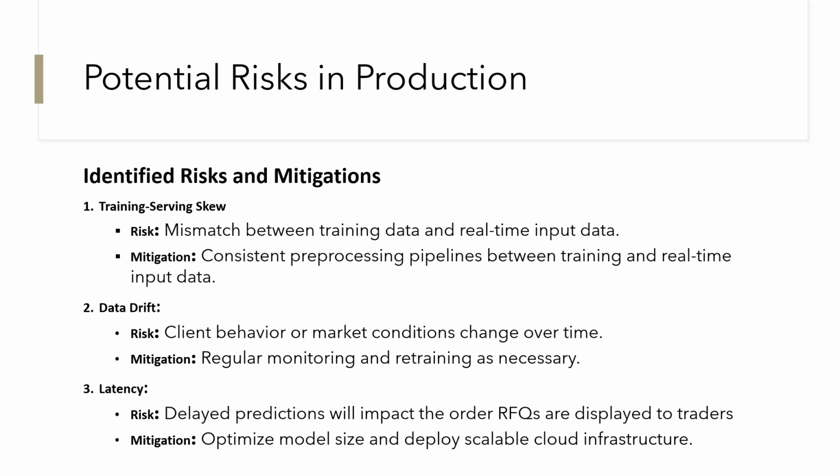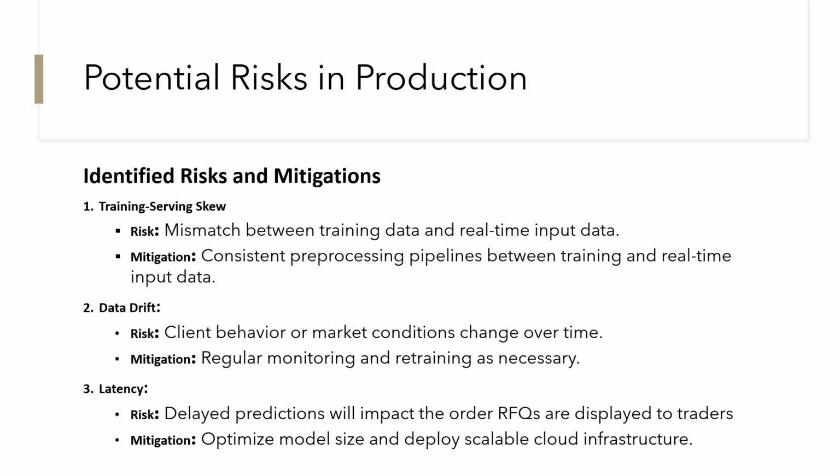So, some potential risks in production. One, training serving skew, where we have a mismatch between training data and real-time input data. The mitigation here is to have consistent pre-processing pipelines between the training and real-time input data. Secondly, data drift. The risk here is that client behavior or market conditions change over time. So it's important to regularly monitor the situation and then to retrain the model when necessary.